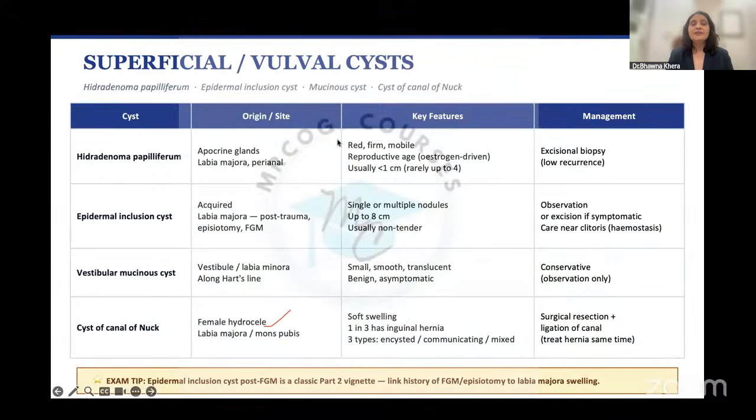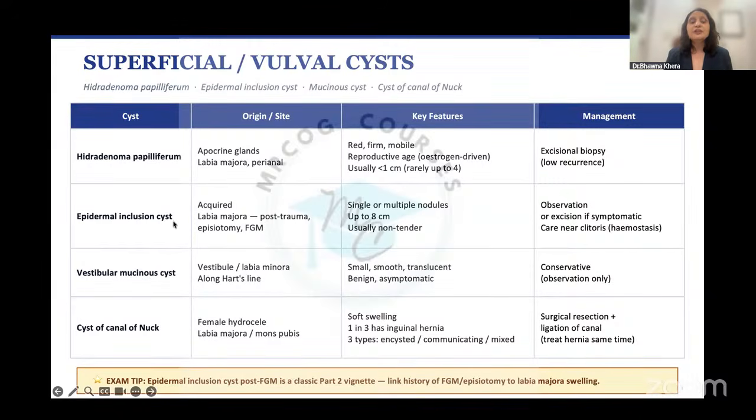Now coming to the next slide, where we are going to talk about each important cyst, particularly the different ones which have appeared now. Hidradenoma papilliferum is derived from the apocrine glands, basically in the labia majora or the perianal region, because that is where the apocrine glands are. They are red, firm, and mobile, and usually in the reproductive age group because they are driven by estrogen. Usually it is less than 1 centimeter. You can simply excise and send it for biopsy to confirm. There is low recurrence, so these are very benign and subtle lesions.